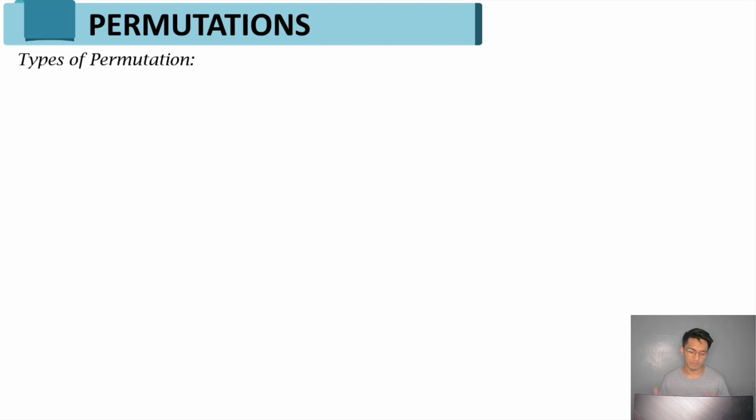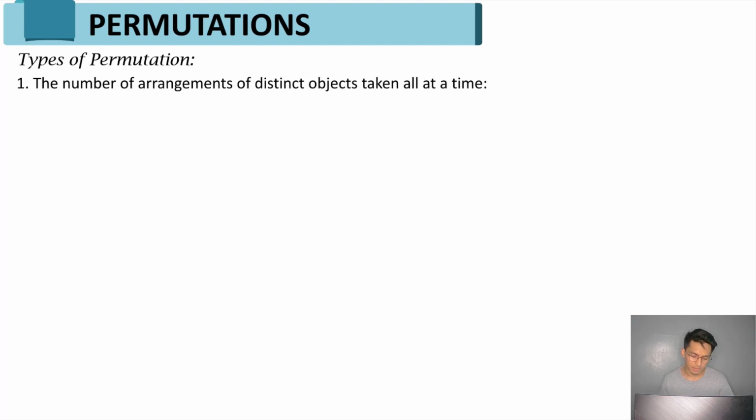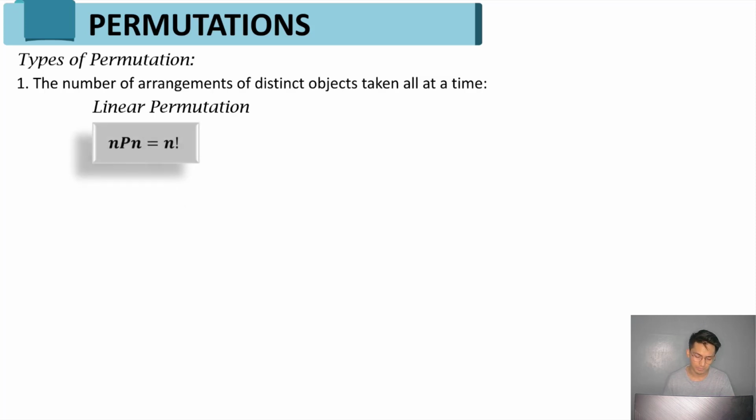Next, we have different types of permutation. Number 1, the number of arrangements of distinct objects taken all at a time or yung tinatawag natin as the linear permutation. For linear permutation, of course, meron tayong formula na, ayan, n factorial lang simply. So, we have nPn. Yung nPn na yan, pwede nating i-direct through scientific calculator yung pag-solve ng linear permutation. Pwedeng n factorial or pwedeng ilagay natin as nPn.